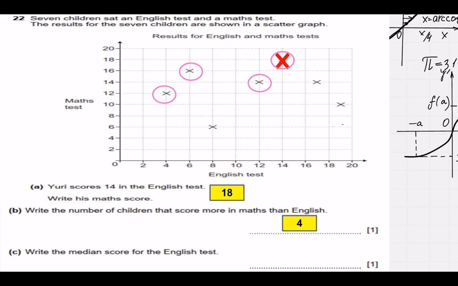Write the median score of the English test. So it means that I will take all the numbers in the English test. It will be 4, 6, 8, 12, 14, 17, 19. To get the median, what do we do? We arrange the numbers from smallest to greatest. Here it's already arranged. Then start to cross out: 1 from right, 1 from left, 1 from left, 1 from right, and so on. 1 from here, 1 from here, and the middle value is 12. So this is the median, 12.